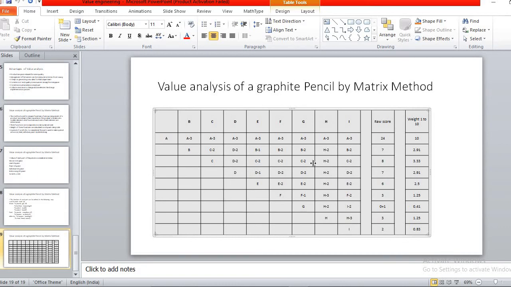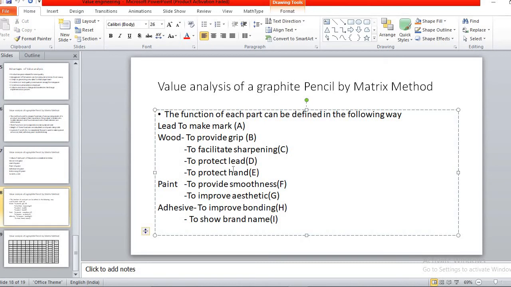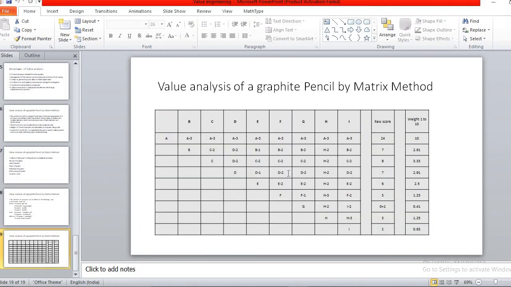For C and H, weightage is given to H. Now C is facility sharpening and H is improved bonding, so weightage is given to H, on the scale 1 to 3, 2. For I, again weightage is given to C as a 2. And again summation 8 is related to the summation of the respective element C. So 2 plus 2 plus 2 plus 2, it is 8. Like that.